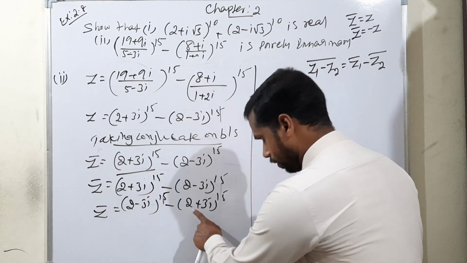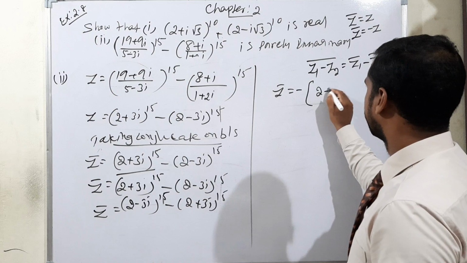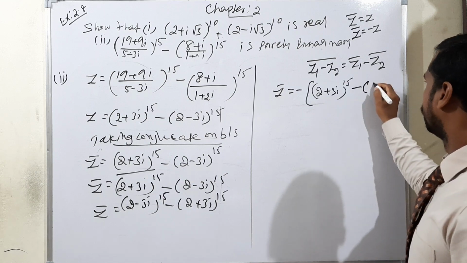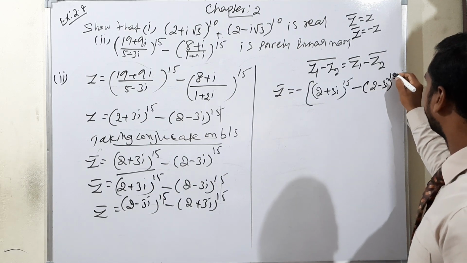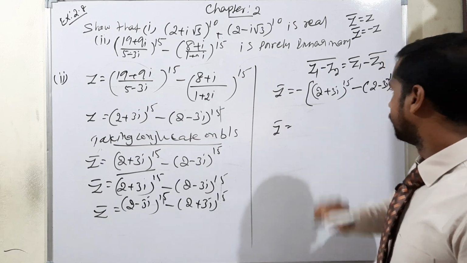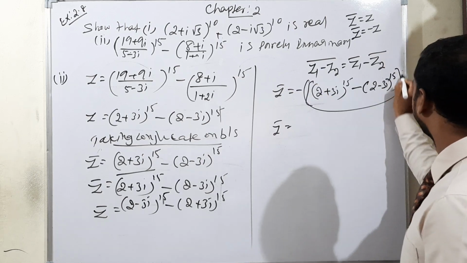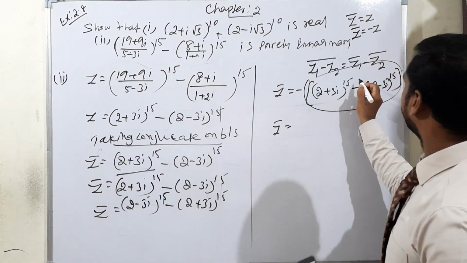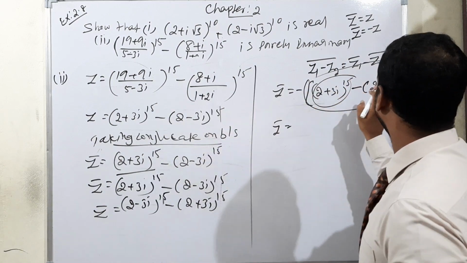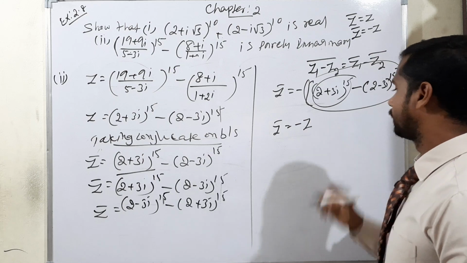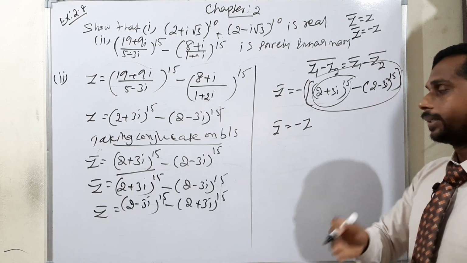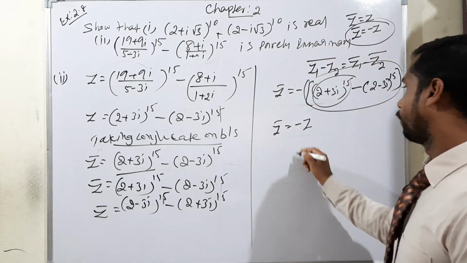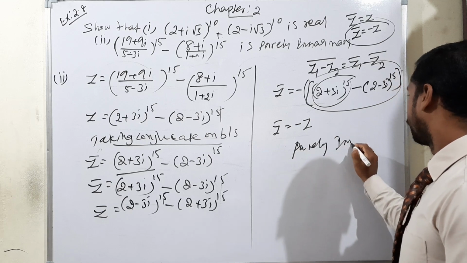So first we have to write the positive term, 2 plus 3i the whole power 15. Plus sign means what will happen? Minus will come. Minus of 2 minus 3i the whole power 15. Now, Z bar is equal to, except minus, just look at there, this is our Z. What is Z term? Z is equal to 2 plus 3i the whole power 15, then minus sign, again 2 minus 3i. So we can write minus Z. So what did I say? When Z bar is equal to minus Z, that is called purely imaginary. Therefore, we can say purely imaginary.